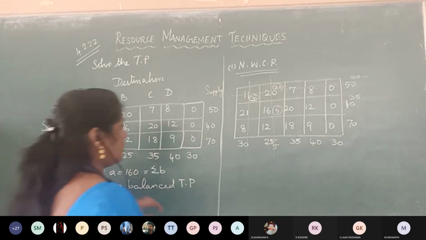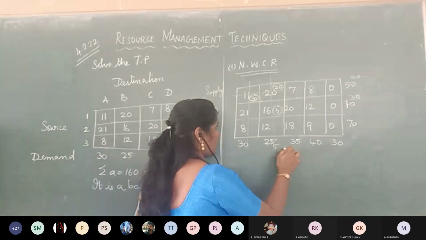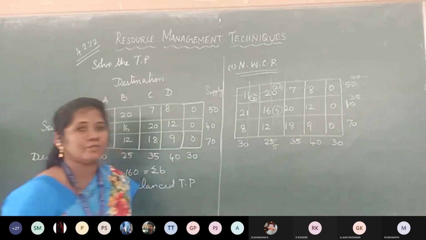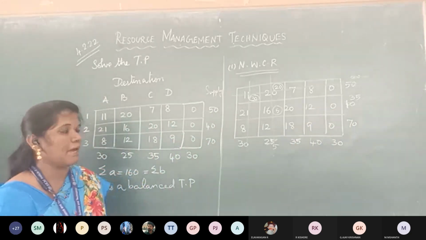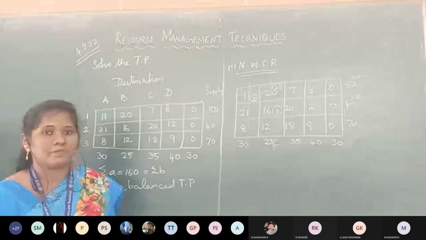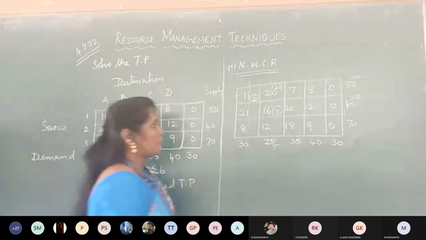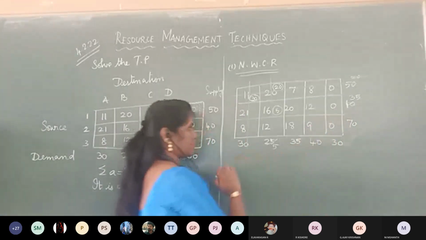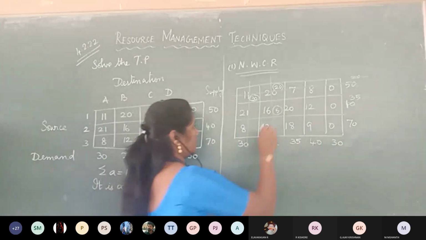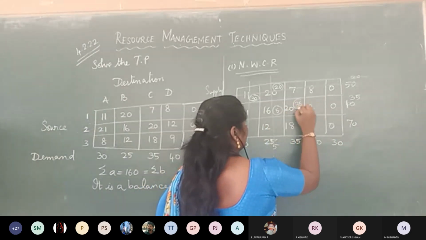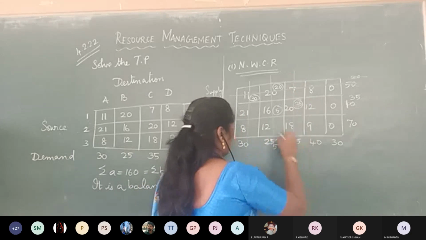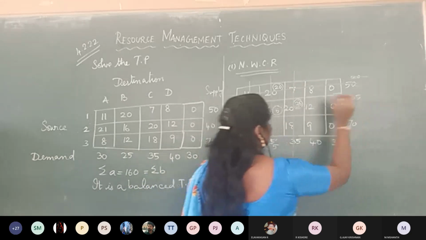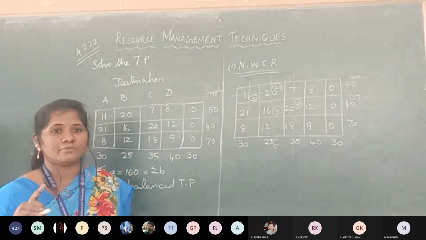Now listen. So now here if you see here and here, your supply and your demand are 35. Okay. You have supply and demand as 35. You will allocate 35 here. You have to cross over this side and this side. Okay, both the sides you have to allocate.